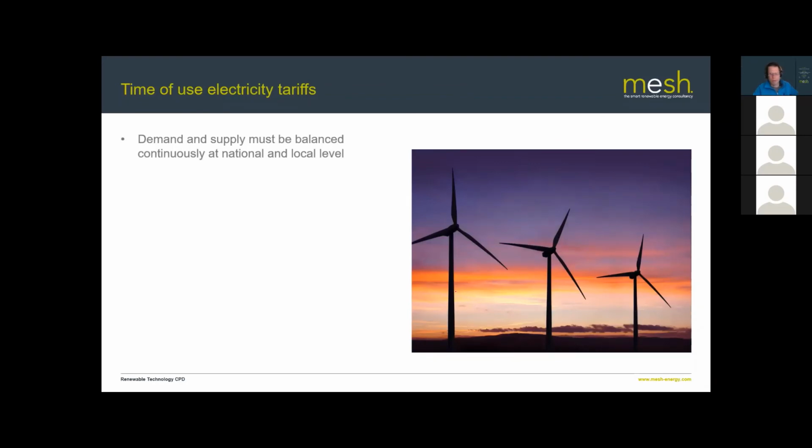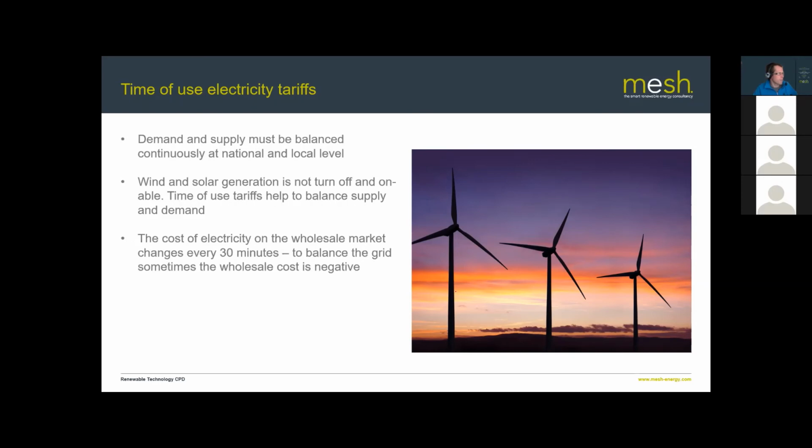So last bit, we've got a couple of minutes left in the hour, so we'll just talk a little bit about demand and supply. So as you know, electricity has to be used at the point where it's produced, unless you have a battery to store energy in the system. And as we're increasingly moving towards a renewable energy network, we're going to see more and more non-turn off and onable types of generation. So you can see here, solar, windmills, offshore wind is obviously not turn off and onable.